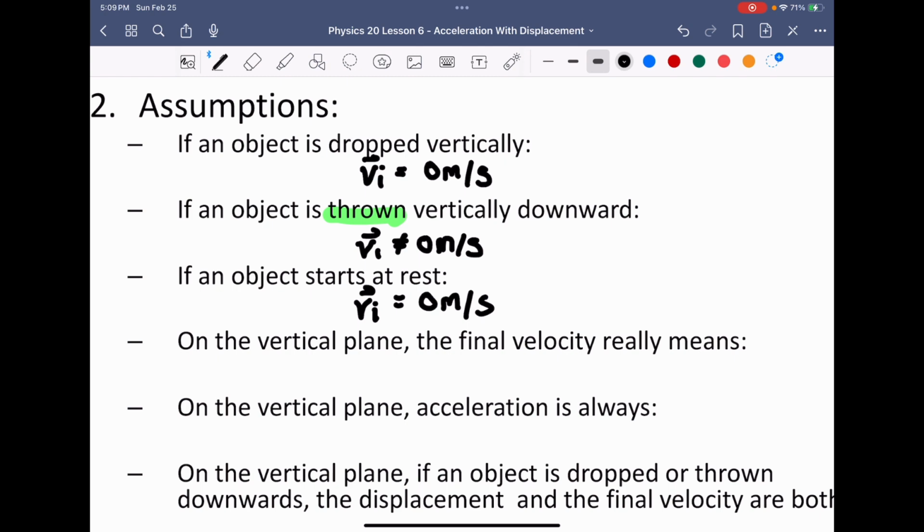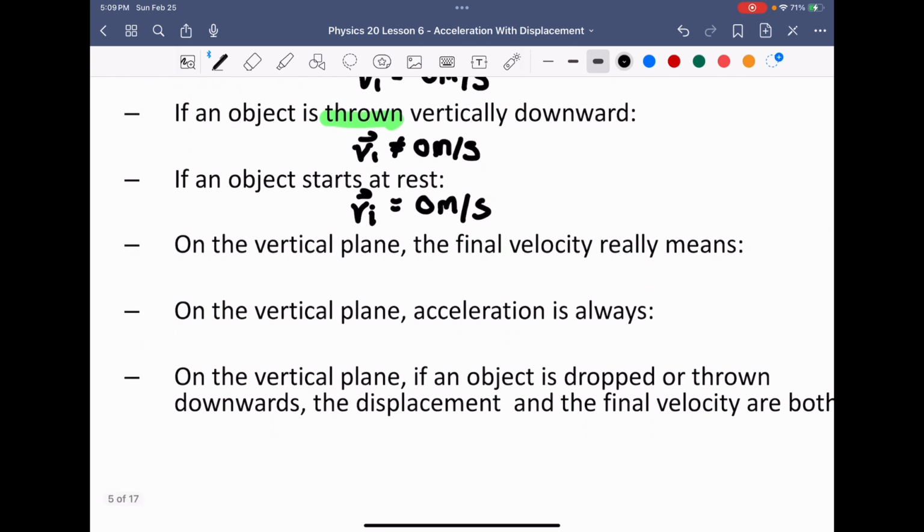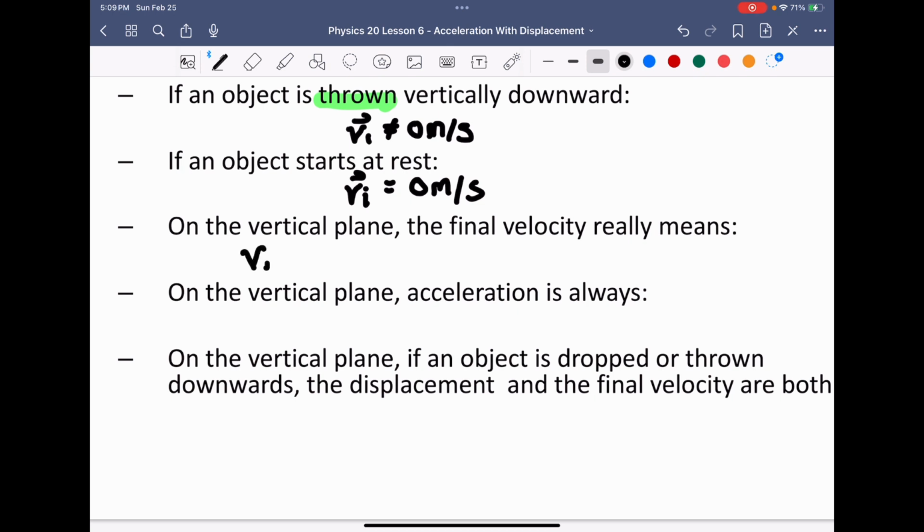Perfect. On the vertical plane, the final velocity really means the velocity right before it hits the ground. So I want you to say VF is the velocity right before the ground.